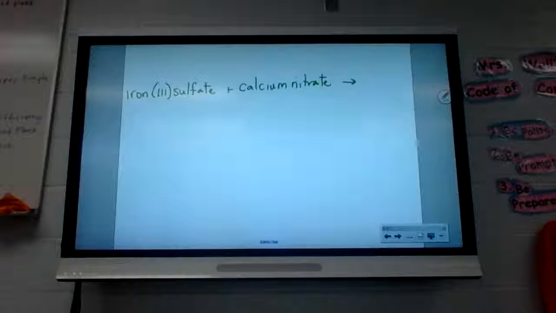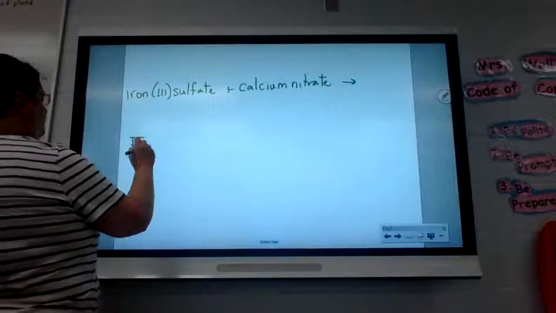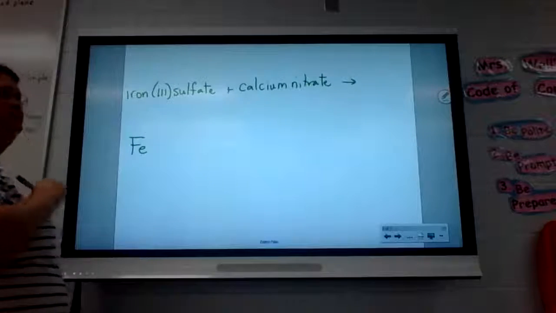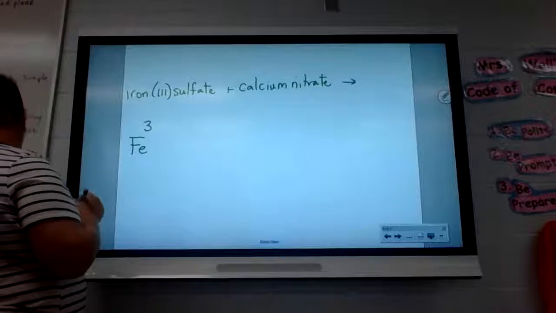All right, got it written? All right, so what are we going to do first? Because they're not all going to come to you in symbols. Write them in symbols. Okay, so how do we write iron 3 nitrate? Fe3 something. So where's the 3 go? Oh wait, on the other side of the sulfate. Okay, so it's got to go to the top, right? It's an oxidation number. All right, what's sulfate?